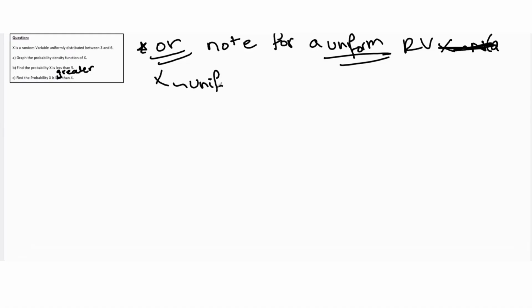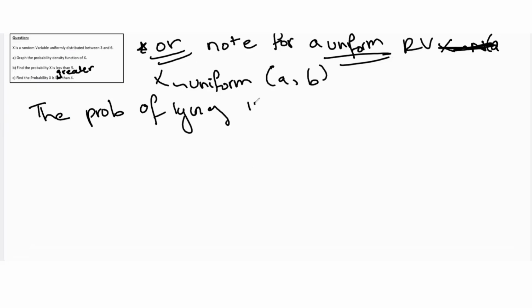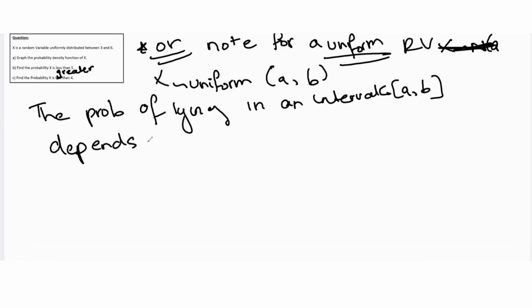Let's look at this property: for a uniform random variable X with parameters a, b, the probability of lying in an interval which is a subset of AB, we know it takes on values in that interval. We know the uniform random variable's PDF is non-zero in the interval AB. So the probability that it lies in some interval which is a subset of AB depends on the length of the interval.